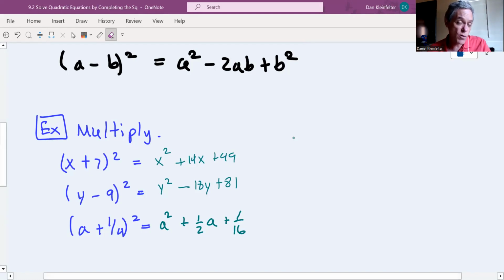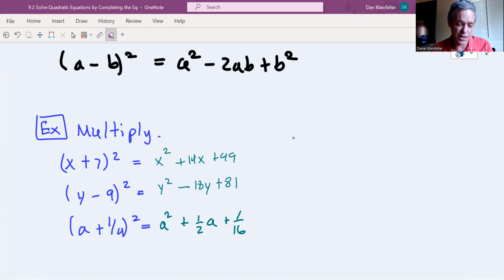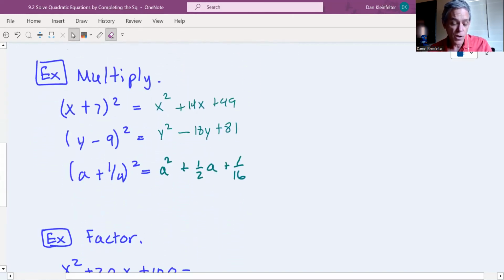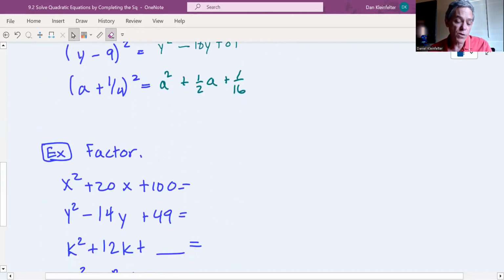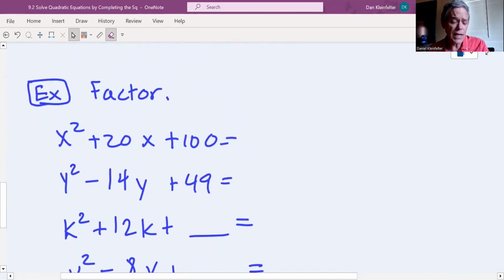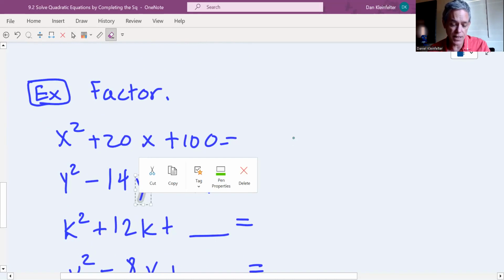All right, so you can, of course, use just whatever technique you like to use to do multiplication of binomials. Some people like FOIL. You can use the distributive property, a handful of other methods. But when it's a perfect square like this, you can use these perfect square trinomial formulas to get the job done. All right, we also saw we can use those formulas to help us with factoring. So let's try that. X squared plus 20x plus 100.